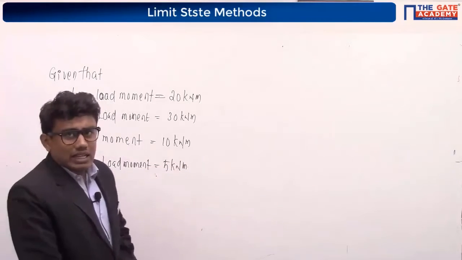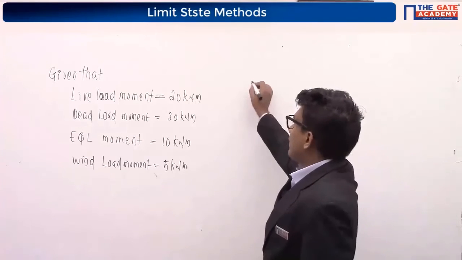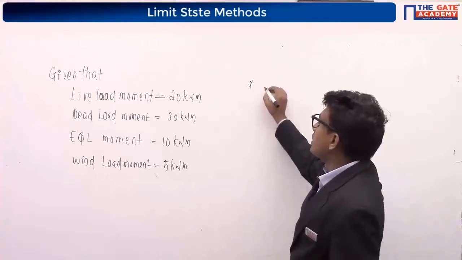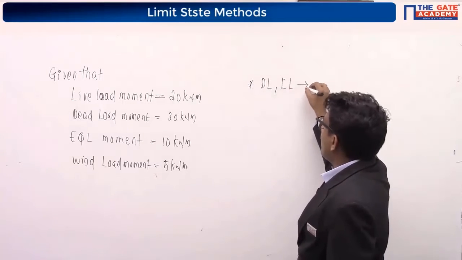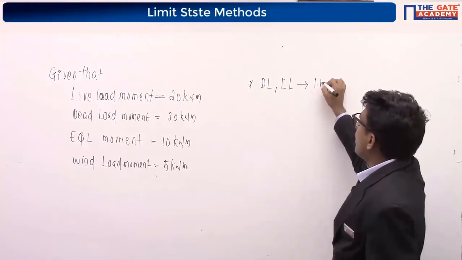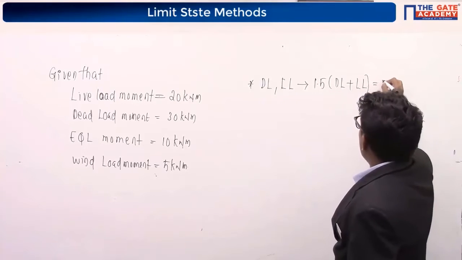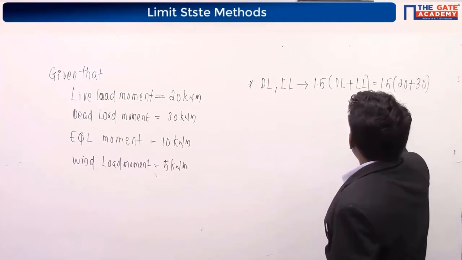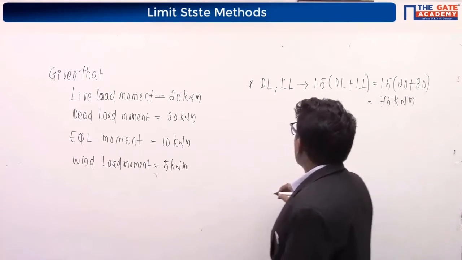So we are asked to find the design moment as per limit state of collapse. As I have told you, in order to find the design moment or design load, I have to consider the various load combinations. First load combination will be dead load plus live load, and the partial safety factor to be considered is 1.5 times dead load plus live load, which is equal to 1.5 into 20 plus 30. You will be getting the answer as 75 kilonewton meter, right?